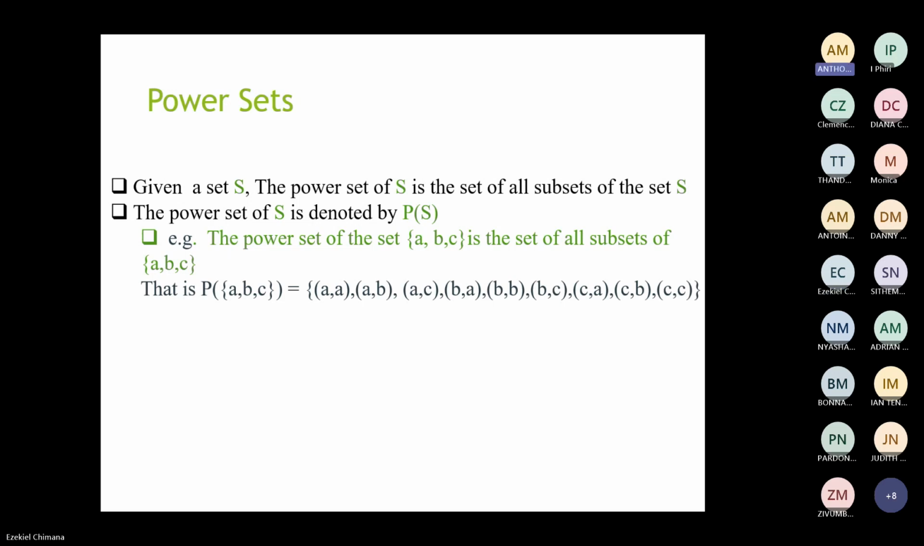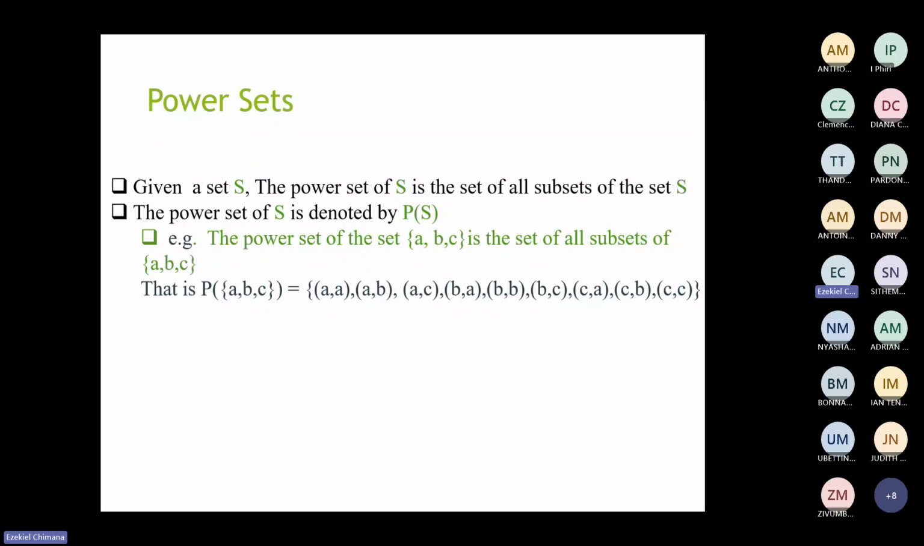I think the correct answer is 2 to the power of n, and that will give you the total number of sets that you are going to get. So it should be 2 to the power of 3, which is going to give us 8. So you must have 8 subsets there, including the empty set and the set itself.